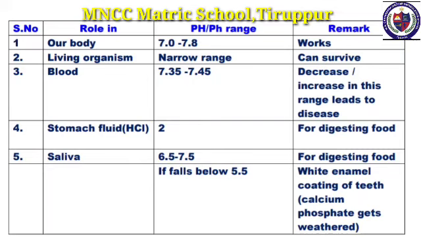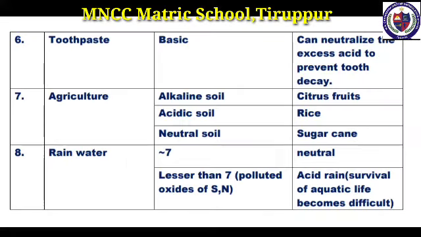If it falls below 5.5, the white enamel coating of teeth, that is calcium phosphate, gets weathered. Sixth point, toothpaste. Its pH is basic, and it can neutralize the excess acid to prevent tooth decay. 7. Agriculture: alkaline soil, citrus fruits. Acidic soil, rice. Neutral soil, sugarcane. Number 8. Rainwater. pH 7 is neutral. Less than 7 means polluted with oxides of sulfur and nitrogen, causing acid rain. Survival of aquatic life becomes difficult.